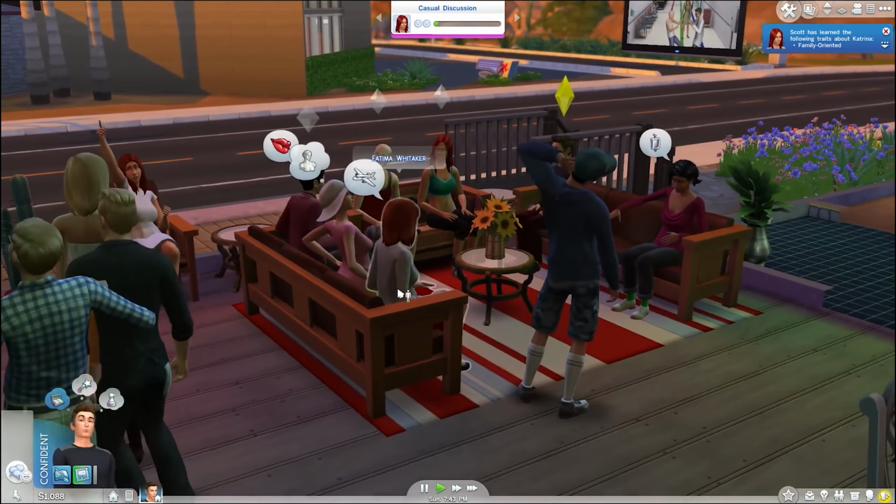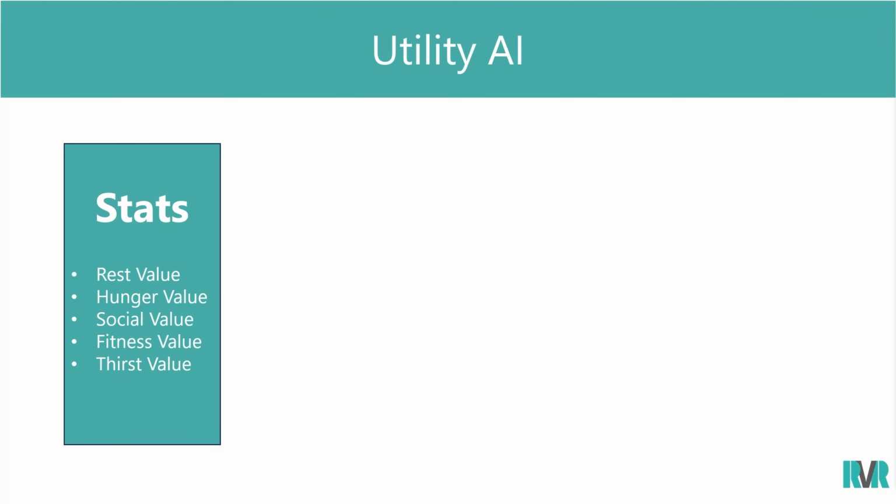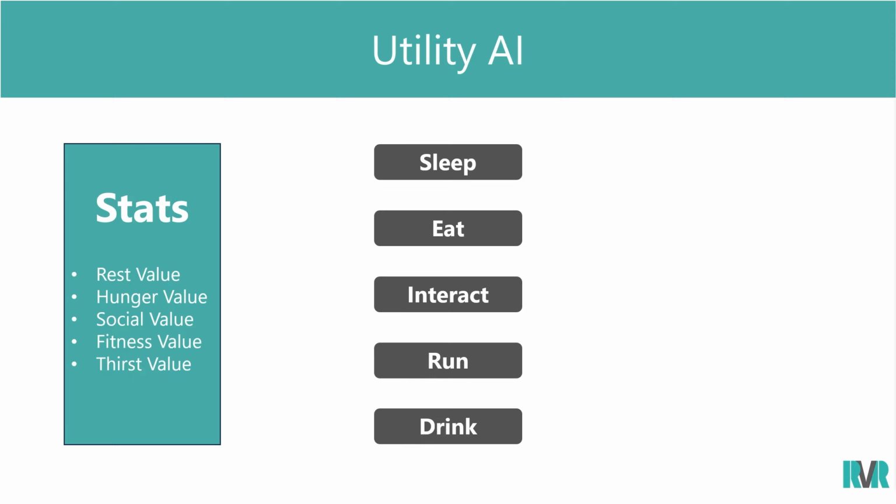So let's have a quick look at how this works. So we have our stats, so we have rest, hunger, social, fitness, and thirst, and all of these stats will be at a certain percentage, for example. Then we're going to introduce a bunch of actions it can perform to satiate these, and depending on which need is the highest, it will go and fulfill this.